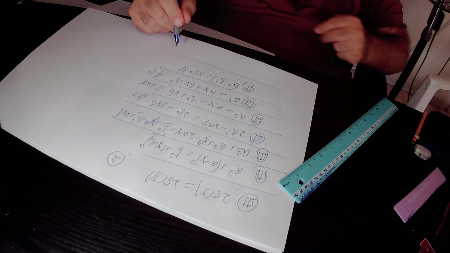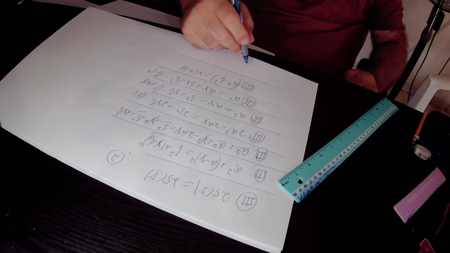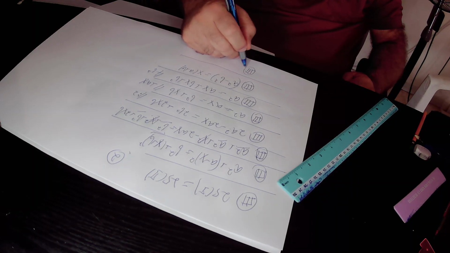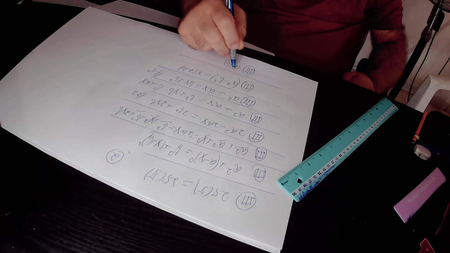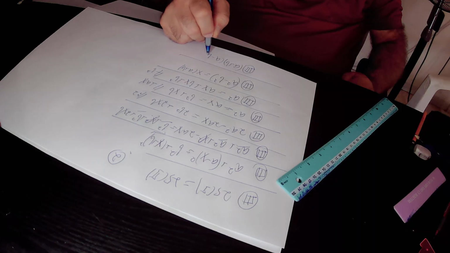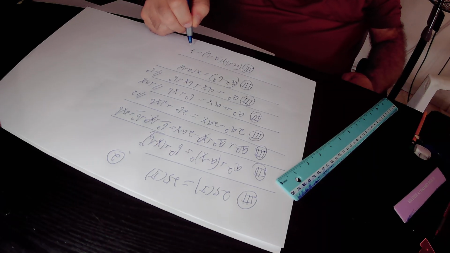We have the famous algebraic identity that states that a squared minus b squared equals a plus b times a minus b, and it equals x times a plus b.